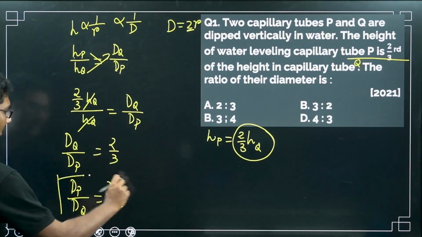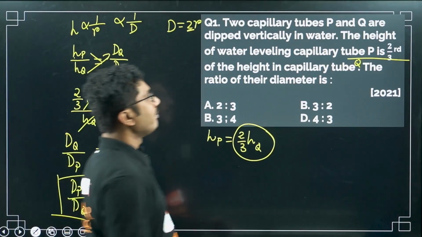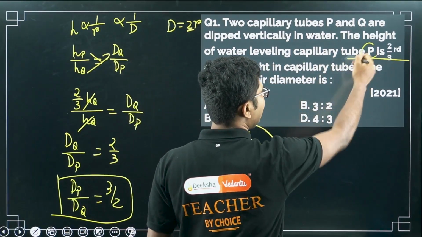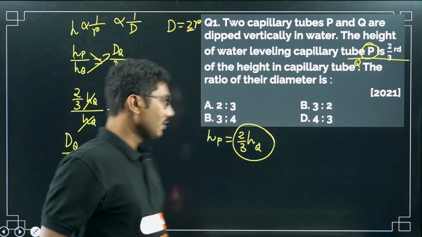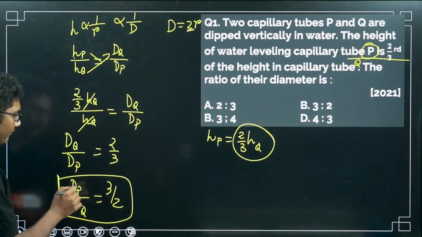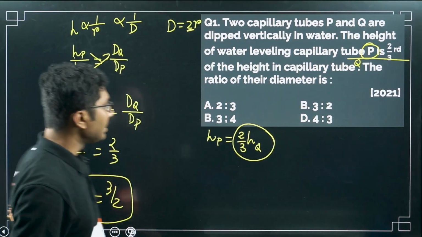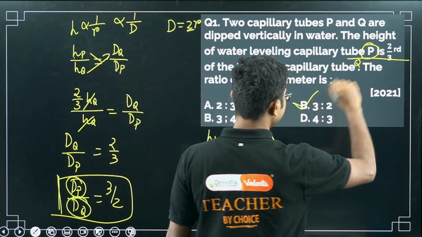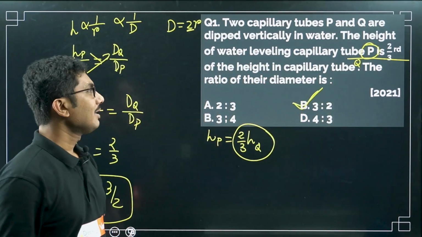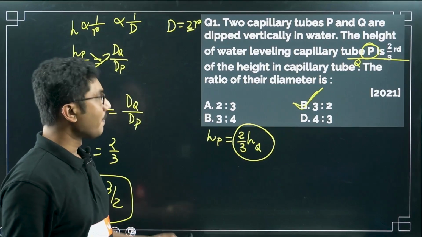So why have I done DP by DQ? How do I know? Because in the question, first is P, next is Q. So in my answer, first will be DP, next will be DQ. So it will be 3:2. Okay, clear? The answer will be 3:2.